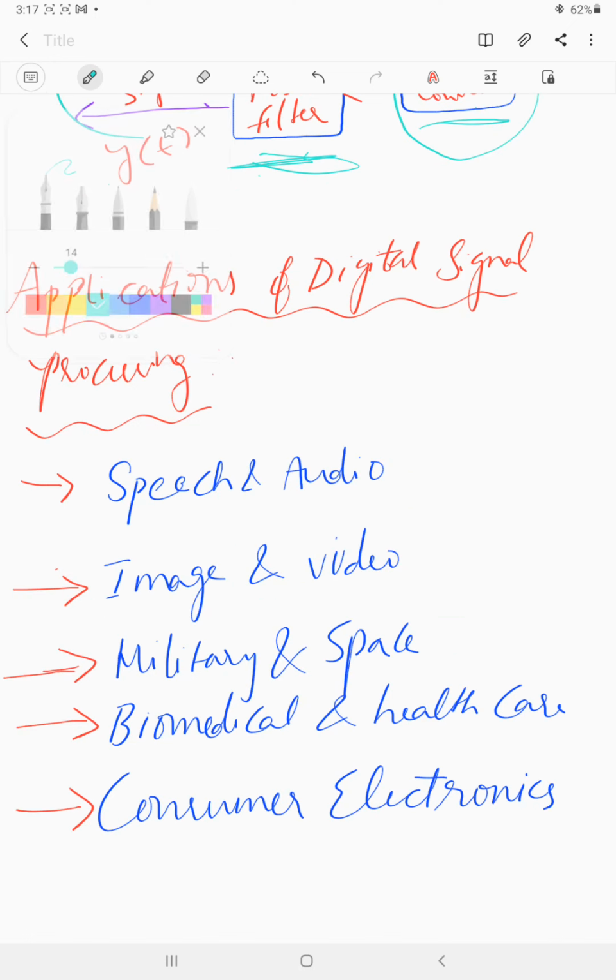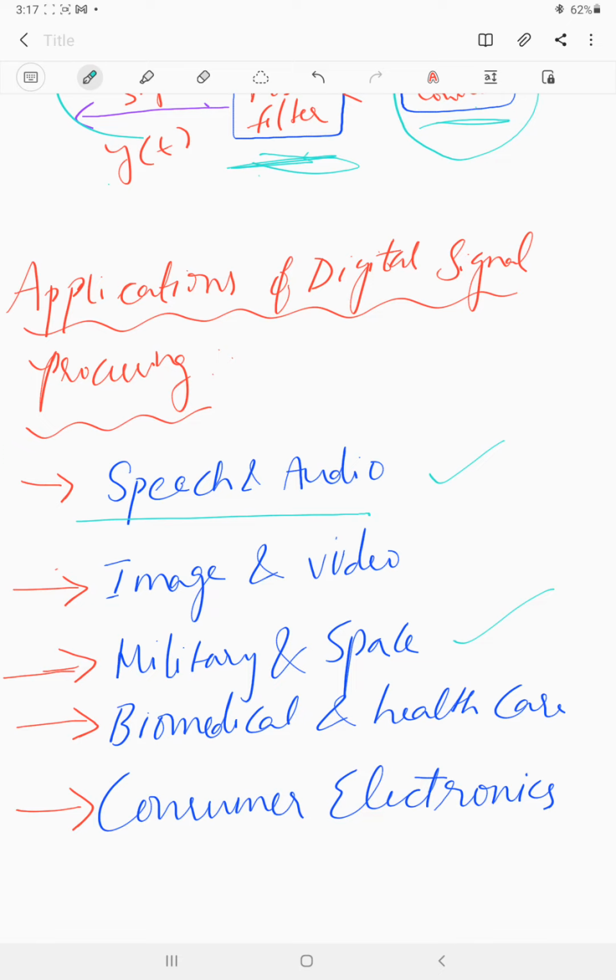These are the advantages and applications of digital signal processing. For example, speech recognition, speech synthesis, noise filtering, coding, compression of signals, etc. It can be used for image and video processing, for example enhancing, coding, computation, animation, etc.